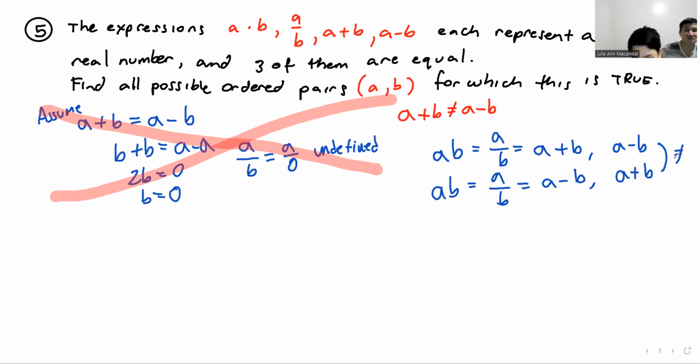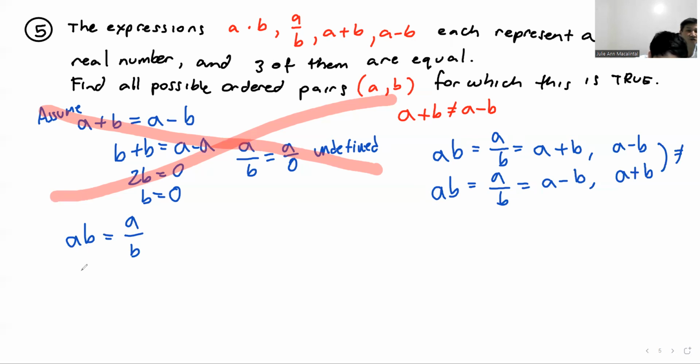So let's try the first case. Actually, we can try both cases. We just have to cut off this equal to a plus b or equal to a minus b. Let's just use ab equals a over b. This is obvious because for both of the cases, this must be true. So this statement is true.